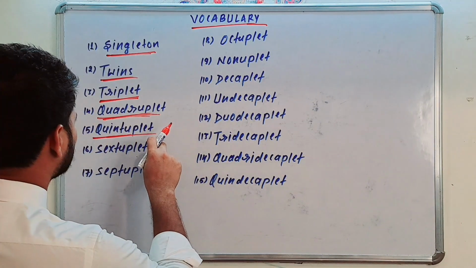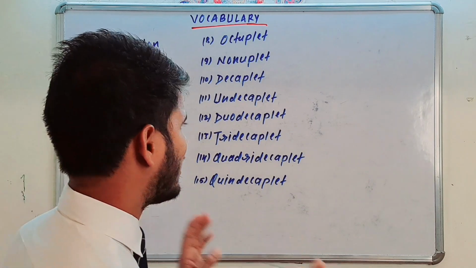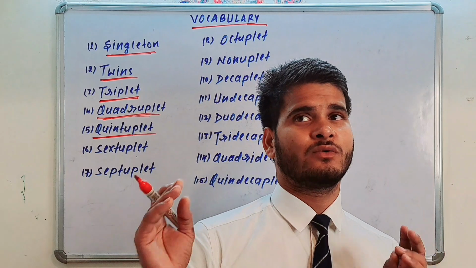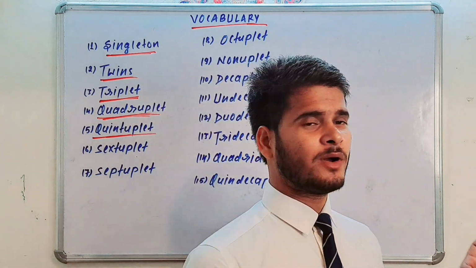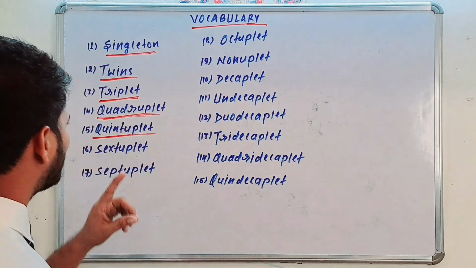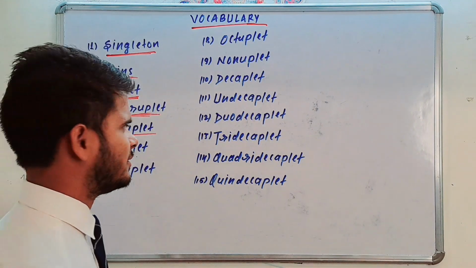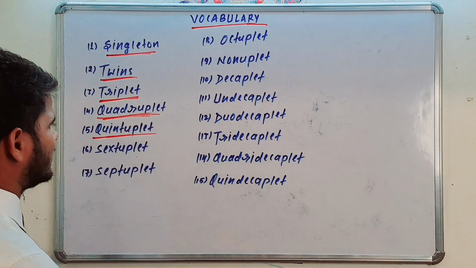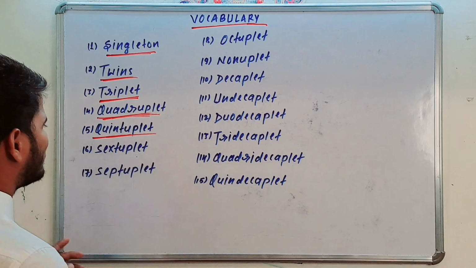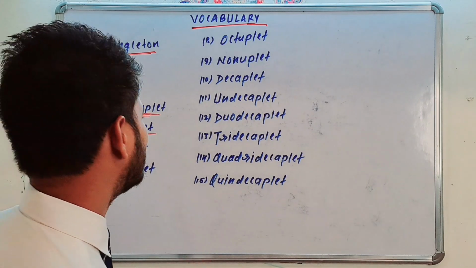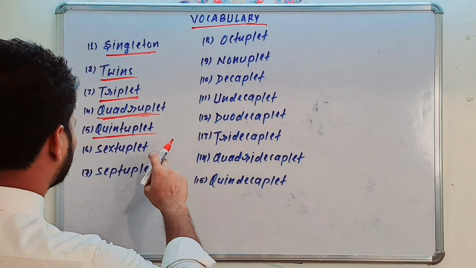Quintuplet. Here quintuplet, five babies at a time. When you have five babies at a time, one who has five babies at a time, that is known as quintuplet. Know all this meaning related to offspring, the number of offsprings. Here, sextuplet. Six babies at a time are called sextuplet.